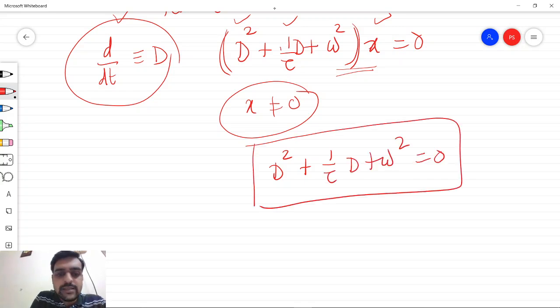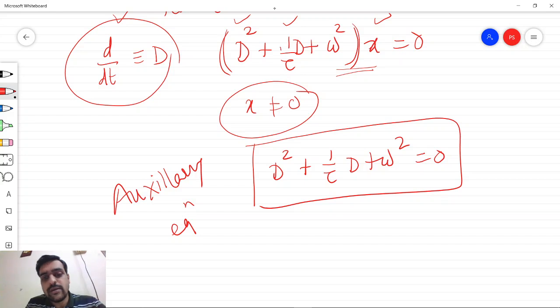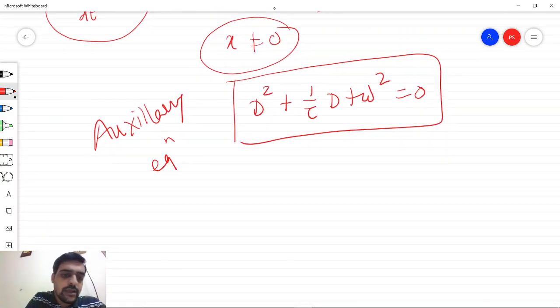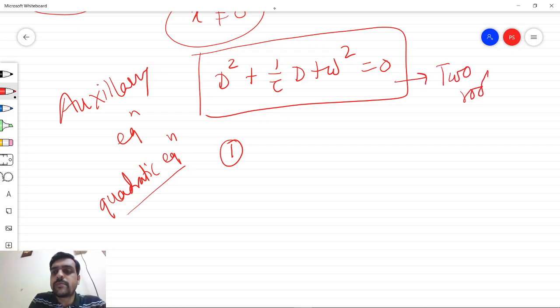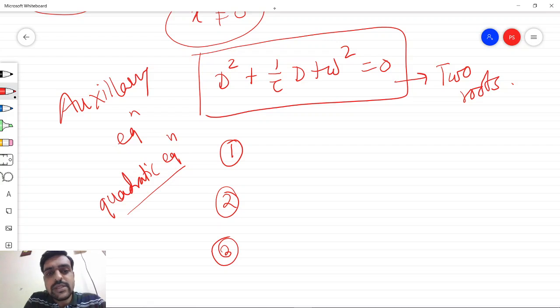This is called the auxiliary equation, and this can be solved by the standard technique of solving a quadratic equation. So clearly we can discuss three cases. Since this is quadratic, it will have two possible roots. So there are three possible cases to be discussed. I will just brief about these three cases.